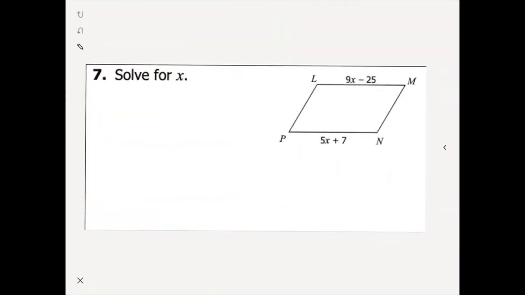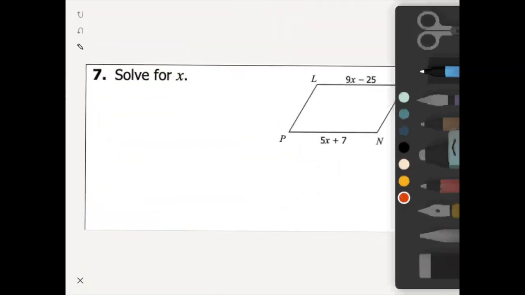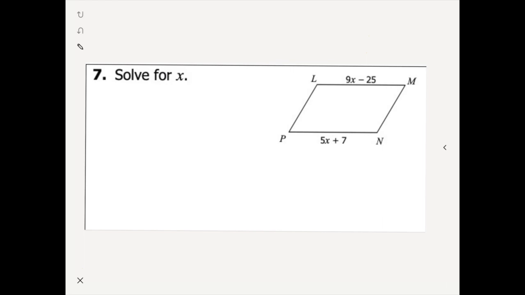So in this next problem, I need to solve for x. And I'm going to use the properties in order to do that. So I have side LM as 9x minus 25, and then side PN as 5x plus 7. Based off of the properties, we know that these two sides, opposite sides, are congruent. So we're going to set them equal to each other. 9x minus 25 is equal to 5x plus 7.